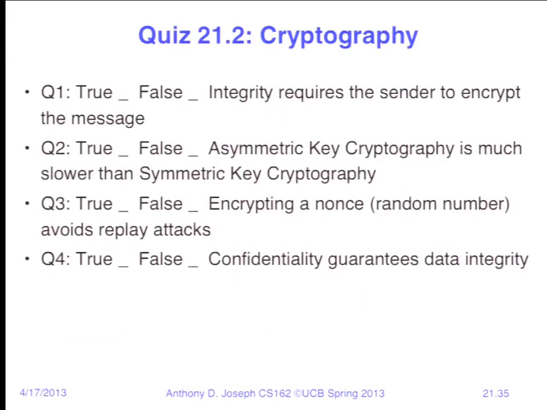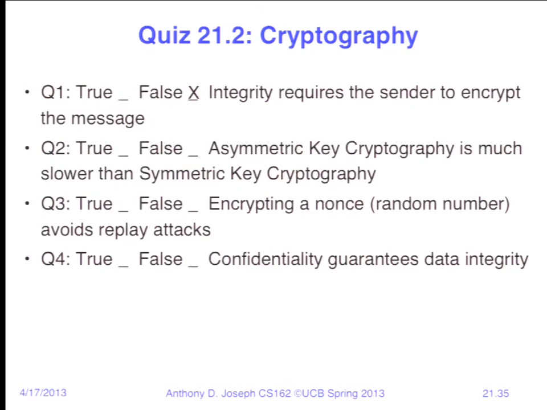Okay, so let's go through our questions. First question, integrity requires the sender to encrypt the message. True or false? It's false, right? Integrity requires us to use a hash. Encryption won't protect someone from flipping bits. We'll get garbage out at the other end, but if it's a program that's reading the data, it might not realize that it's garbage.